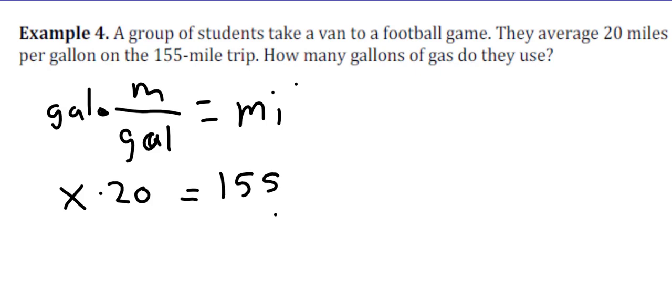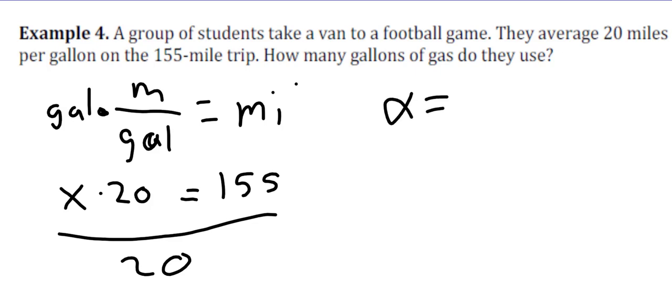So now we just need to divide both sides by 20, right? And we get X equals 7.75 gallons. And we are done.